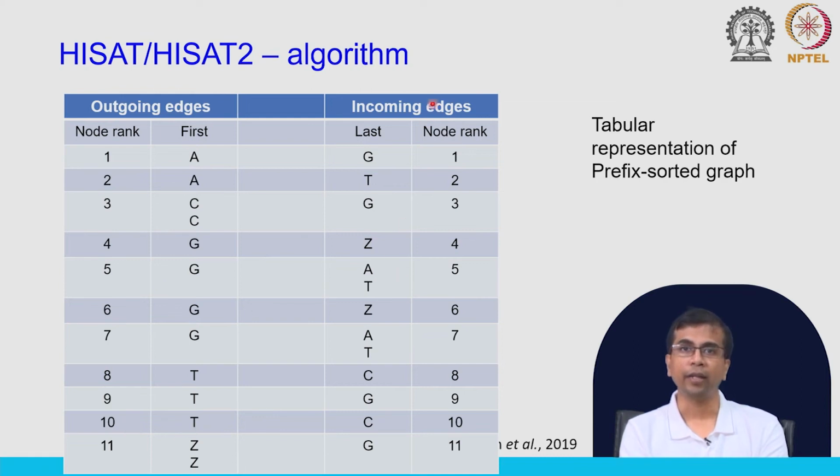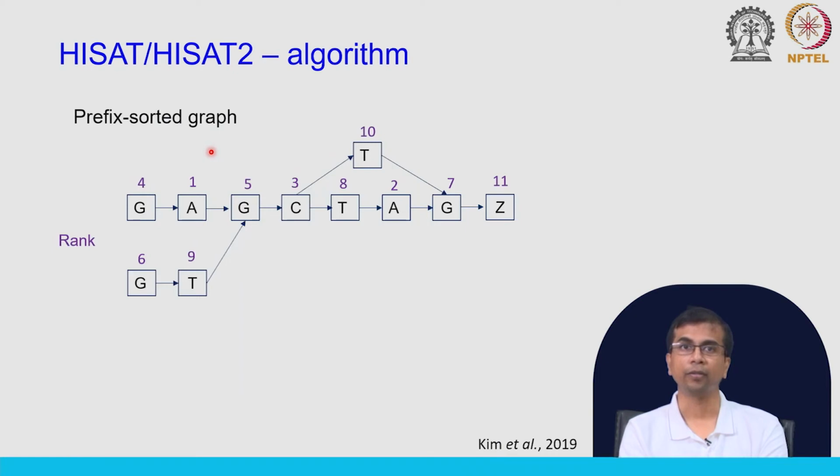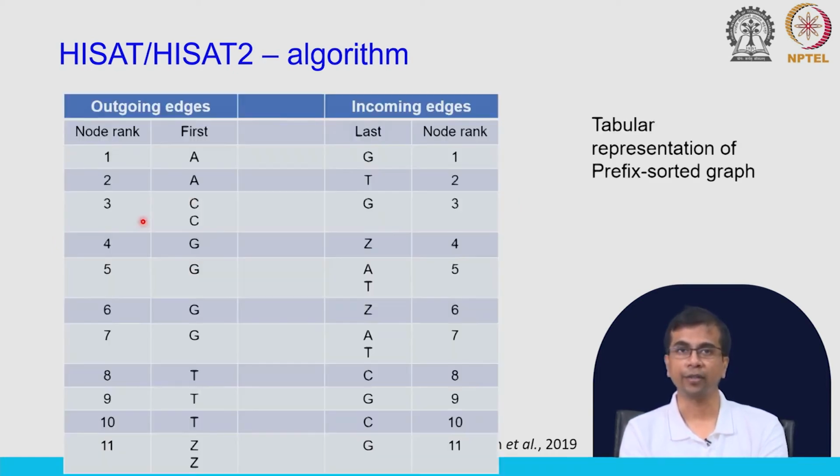Now, you have the incoming edges, and again we have given these node ranks 1, 2, 3. What we are doing here is writing the corresponding last, or the corresponding incoming edge, for this first node. For this node A, what is the incoming node? This incoming node actually comes from G here, so that is why this base is G.